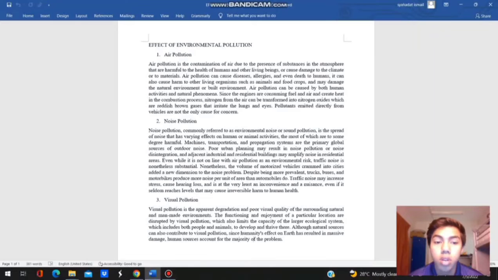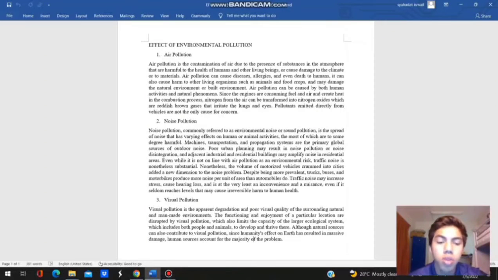It can also be harmful to other living organisms such as animals and food crops, and may damage the natural environment or built environment. Air pollution can be caused by both human activities and natural phenomena. Since engines consume fuel and air and create heat in the combustion process, nitrogen from the air can be transformed into nitrogen oxide, which are reddish-brown gases that irritate the lungs and eyes. Pollutants emitted directly from vehicles are not the only cause for concern.